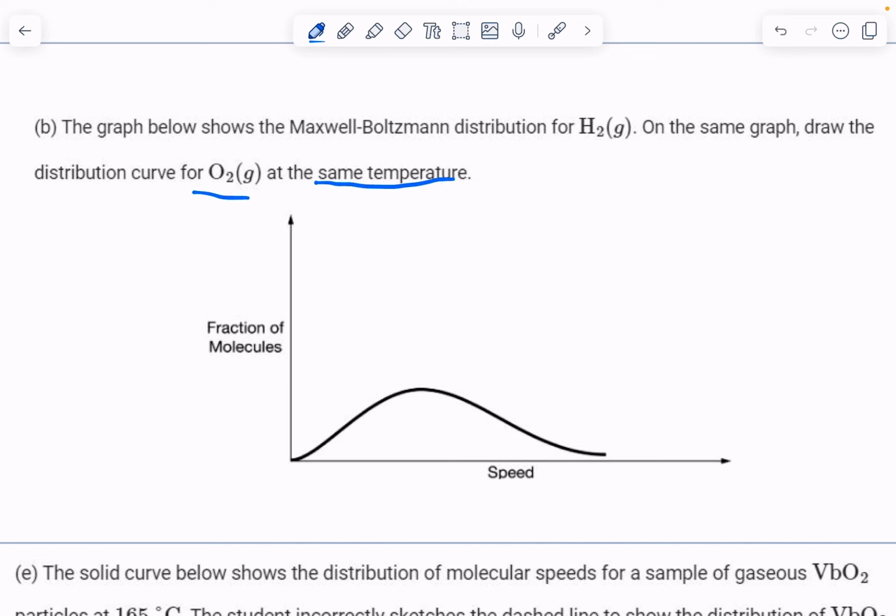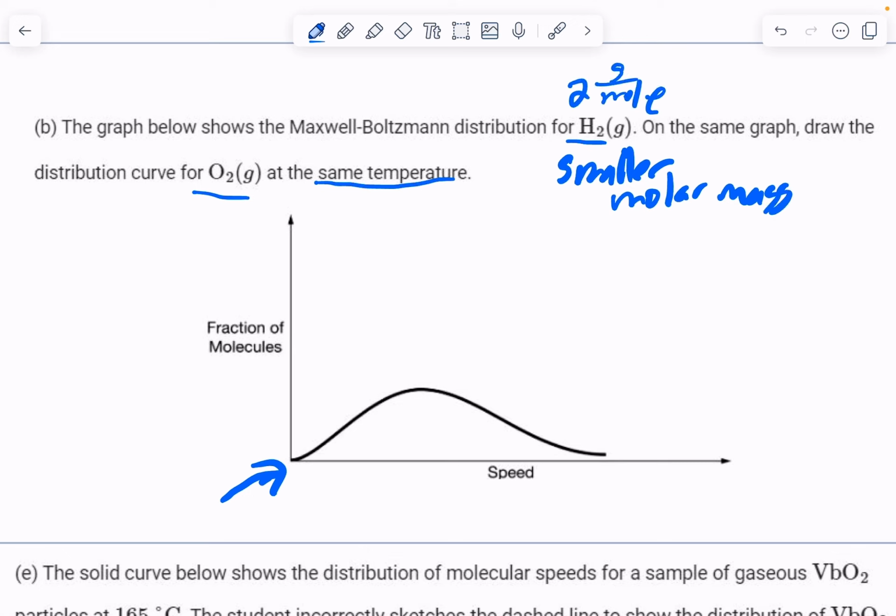Now, if this is the Boltzmann curve for hydrogen, we would expect hydrogen, which is a smaller atom or element, it weighs less, has a smaller molar mass than oxygen right here. This one only weighs about 2 grams per mole, whereas these oxygen atoms weigh 32 grams per mole. Okay, so they're much heavier. And since they have the same temperature, that means they have the same energy.